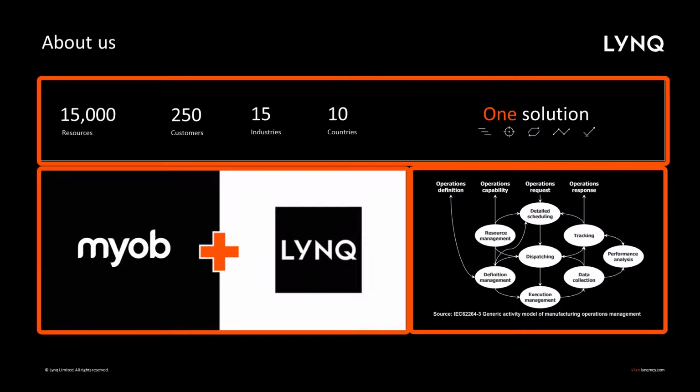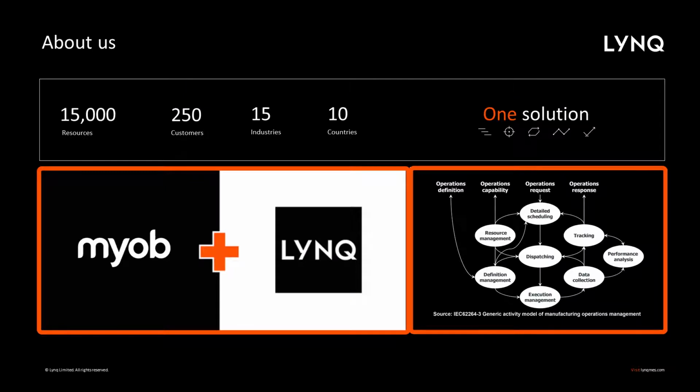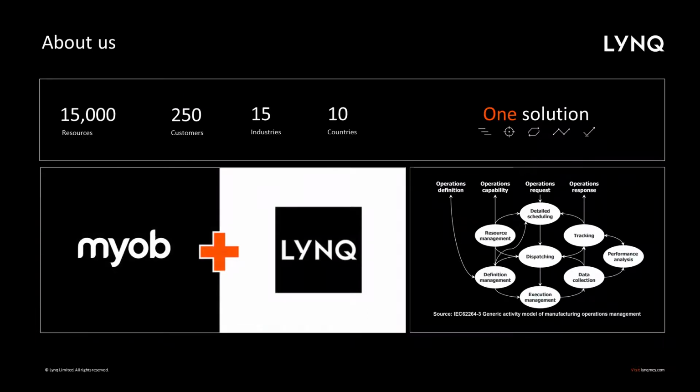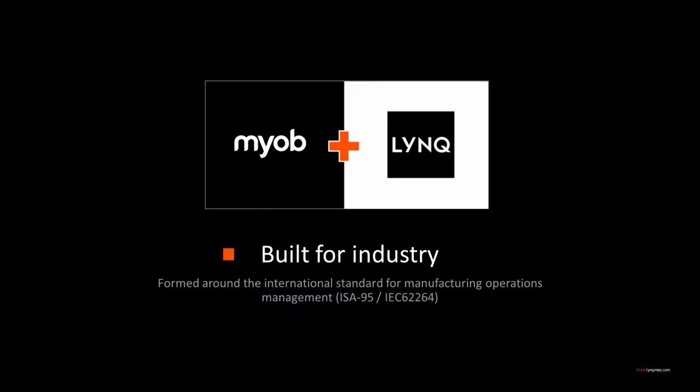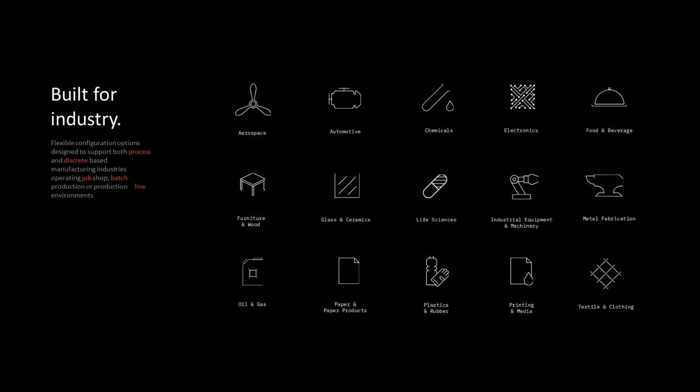Today, our software improves the effectiveness of more than 15,000 resources, increasing efficiency, productivity, and profitability of manufacturers. Our software is highly configurable and currently supports both discrete and process-based manufacturers across 15 industries, with strong reference in metal fabrication, electronics, food and beverage, industrial equipment, aerospace, automotive, life sciences, cosmetics, and medical devices.